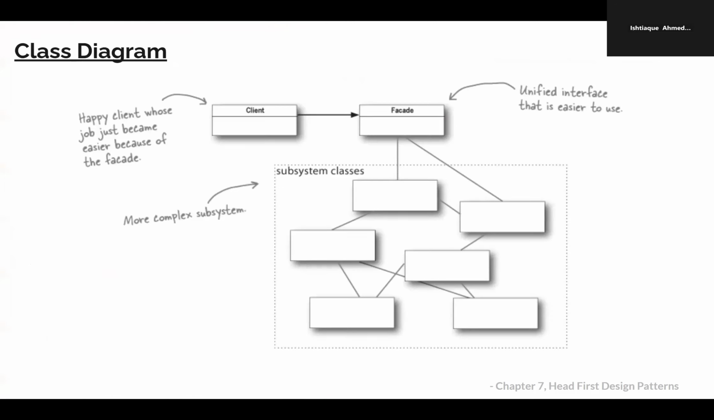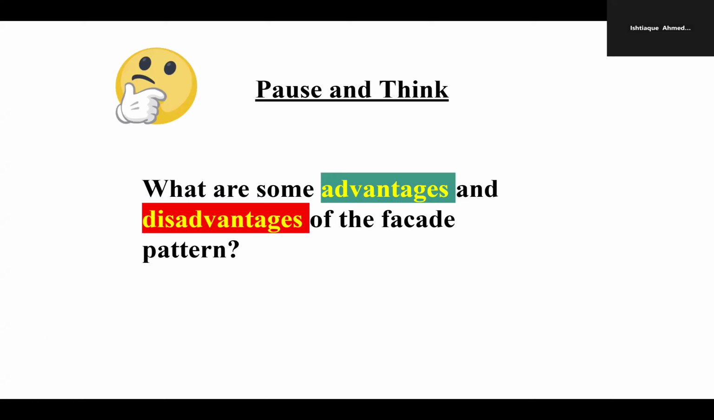We can see the class diagram for the facade pattern here. On the very upper left, we can see that the client class only has to deal with the facade interface. The facade interface will contain object references to all the different subcomponents and control them. The client never has to directly deal with the complex subsystem. Now let's pause the video for a moment and try to think about what are some of the advantages and disadvantages of using the facade pattern.